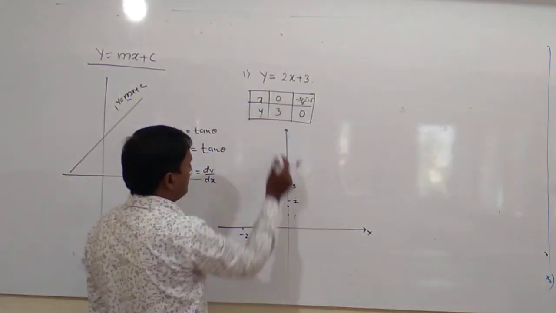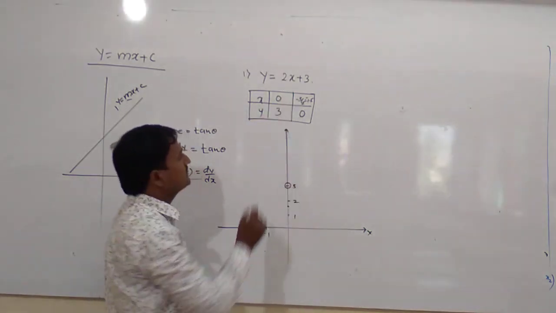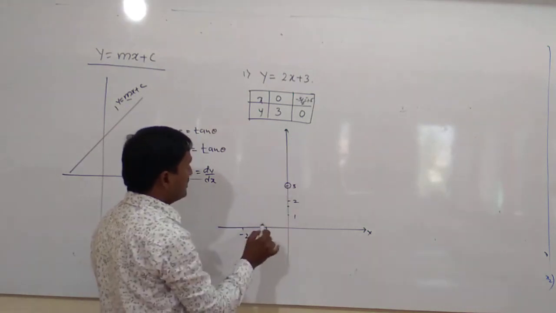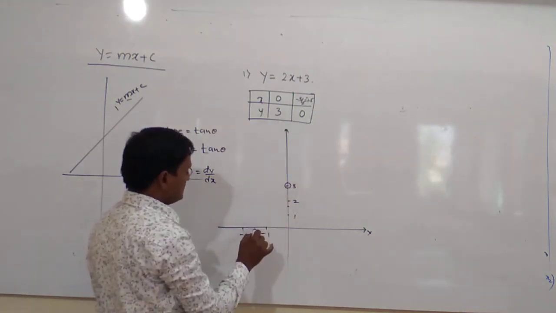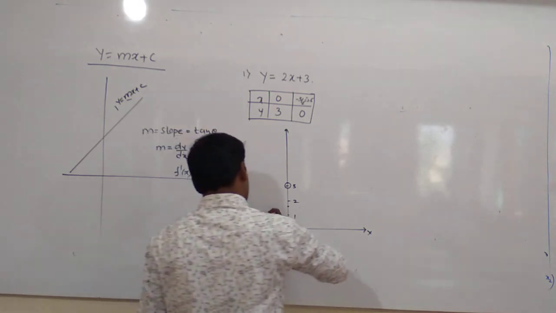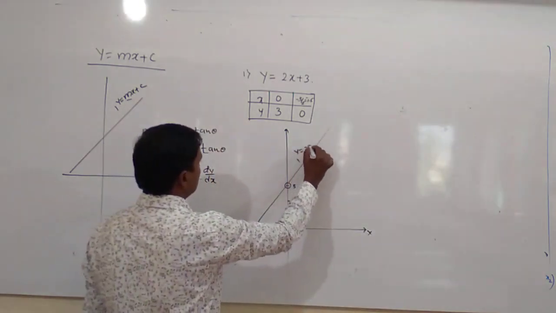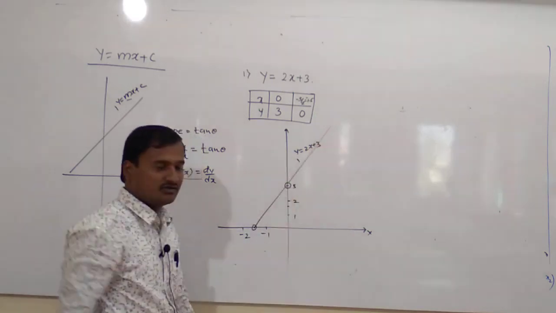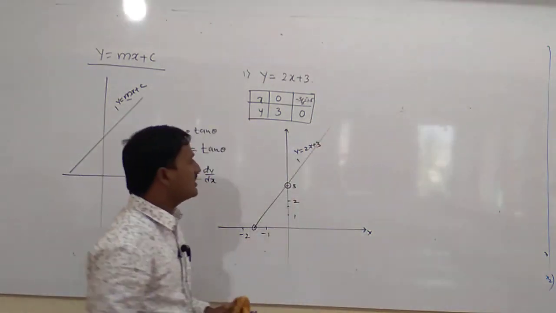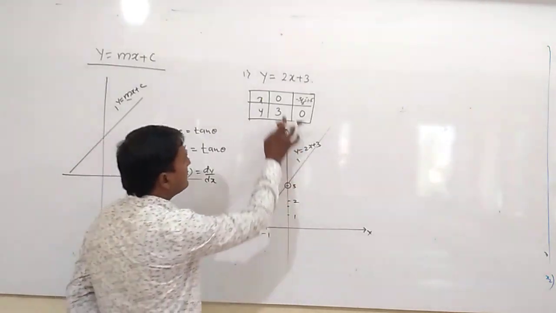X equal to 0, y equal to 3 means here one point, and y equal to 0 and x equal to minus 1 by 2 means here. So here we are getting this one, right? So what does it represent? y equal to 2x plus 3. Is it right? Okay, right. And here you should observe what is the slope of this line.